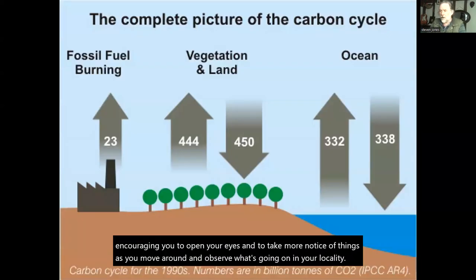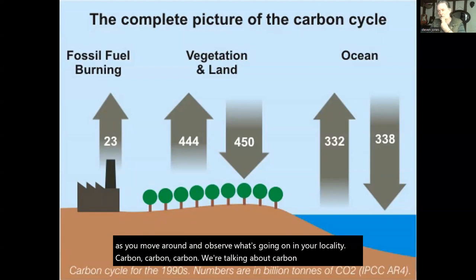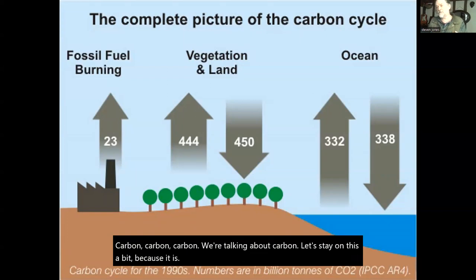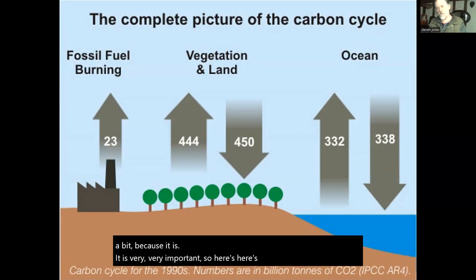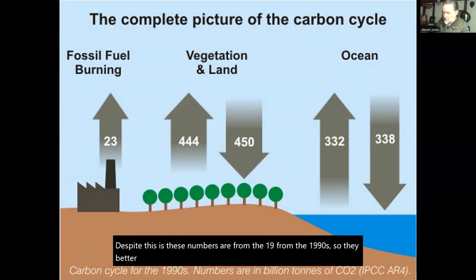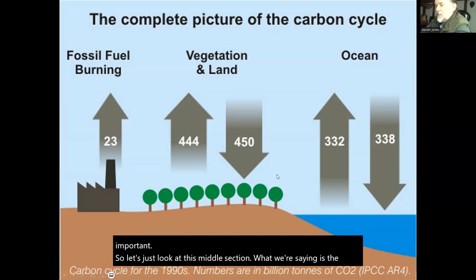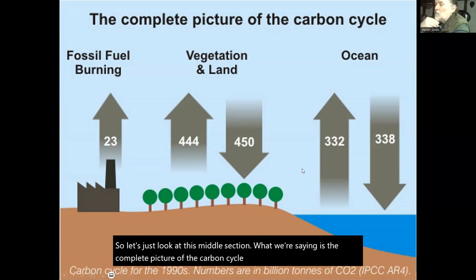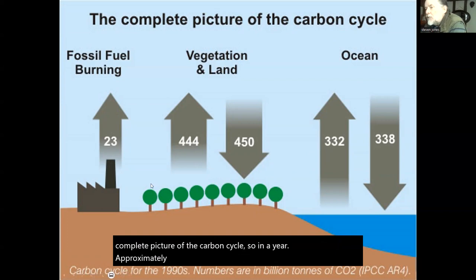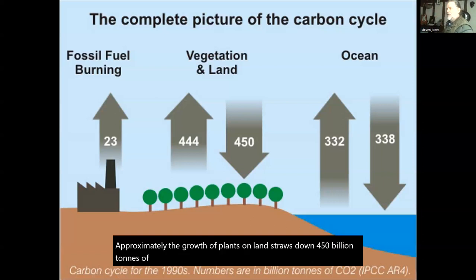So carbon, carbon, carbon. We're talking about carbon. Let's stay on this a bit, because it is very, very important. These numbers are from the 1990s, so they're a bit out of date, but the overall pattern is what's important. So let's just look at this middle section. What we're saying is the complete picture of the carbon cycle. So in a year, approximately, the growth of plants on land draws down 450 billion tons of carbon dioxide out of the atmosphere. 450 billion tons, that's a lot.